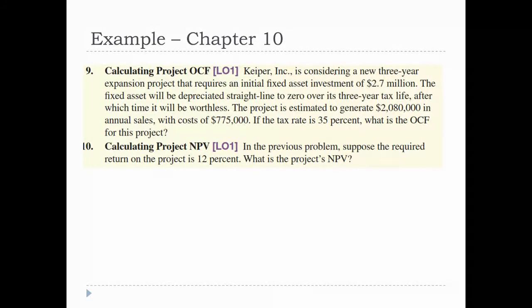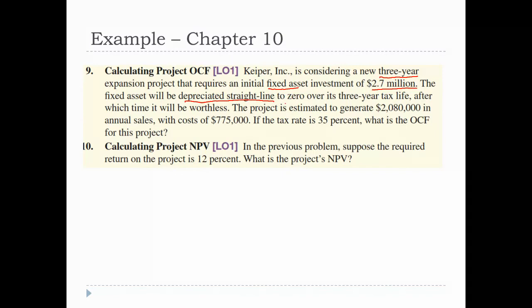Keeper Incorporated is considering a new 3-year expansion project. 3 is important. We're being told that this project has a 3-year life expectancy. The project requires an initial fixed asset investment of $2.7 million. Again, this is a relevant piece of information. That's that capital spending or capital expenditure that we talked about. We're investing in fixed assets which have an initial cost of $2.7 million, and that's what we have to pay today. The fixed asset will be depreciated straight line to zero over its 3-year tax life.